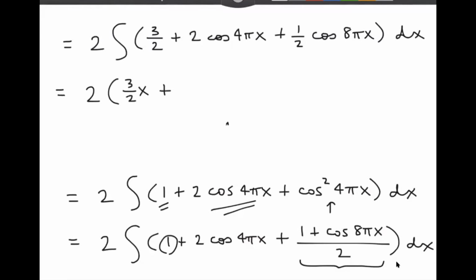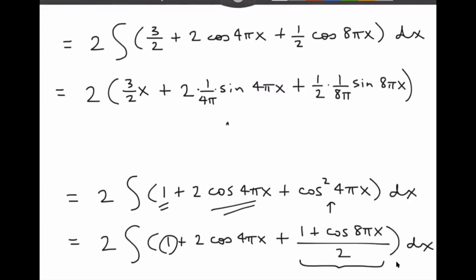Okay. So now let's talk about the integral of 2 cosine 4 pi x. That's going to be 2 times, by baby u substitution, sine 4 pi x times 1 over 4 pi. Okay. And then the same type of thing over here. It's going to be 1/2 sine 8 pi x times 1 over 8 pi.